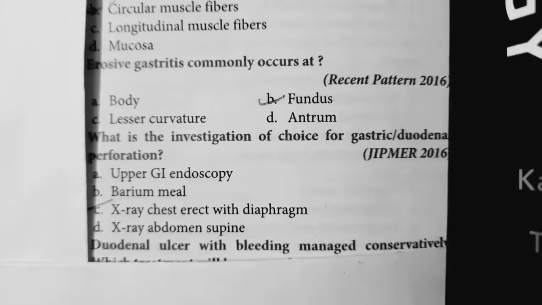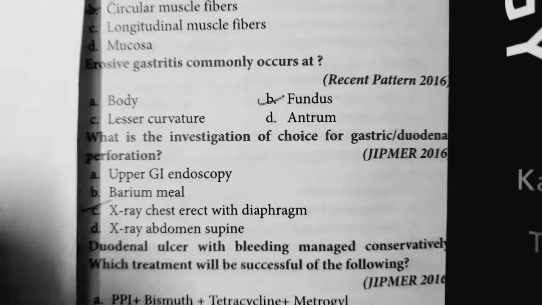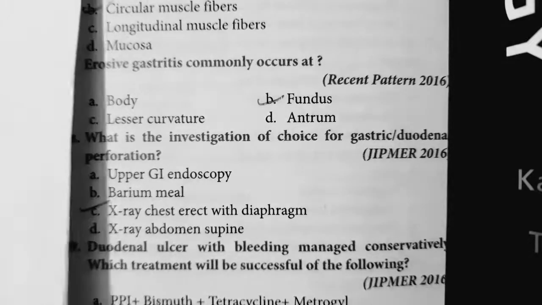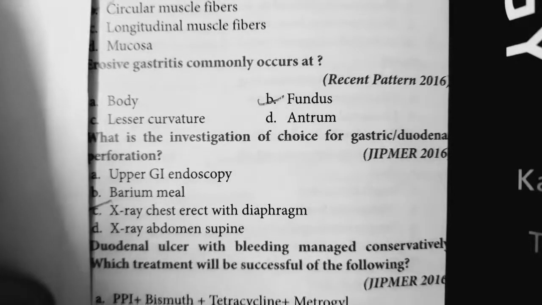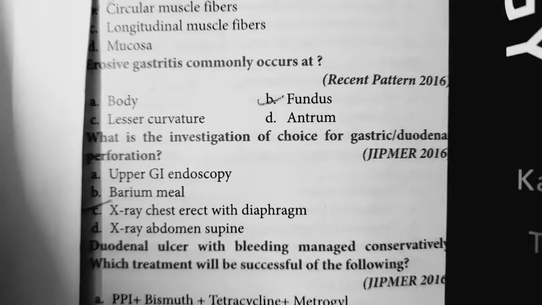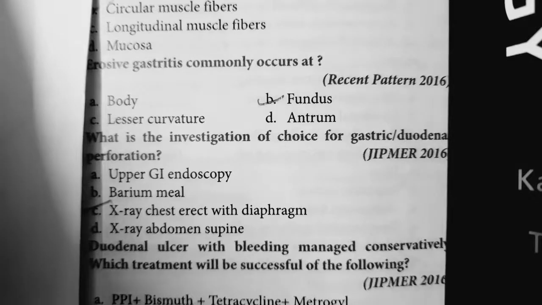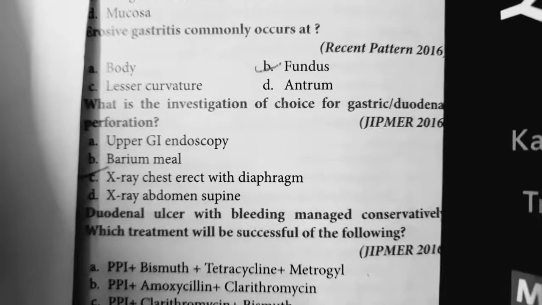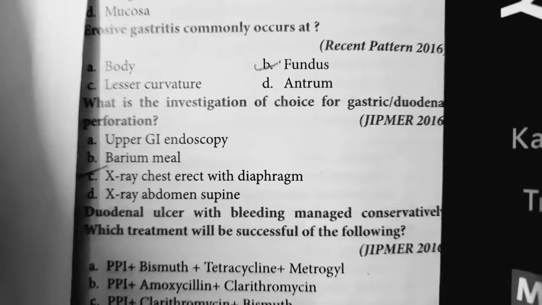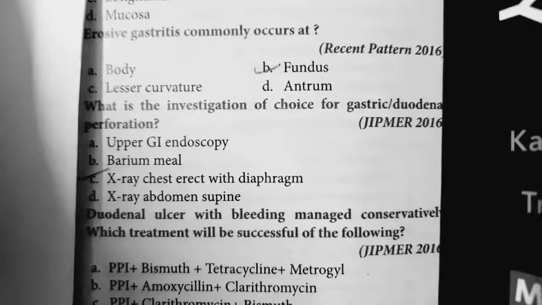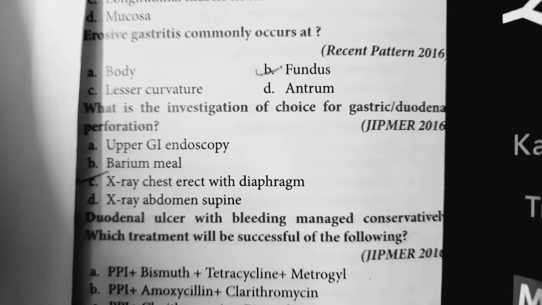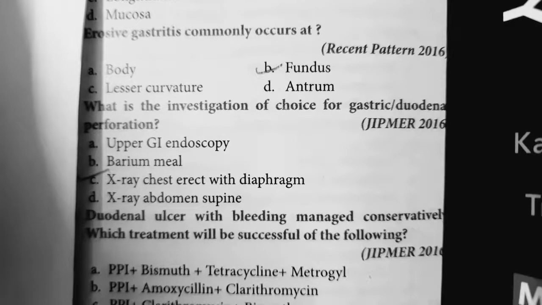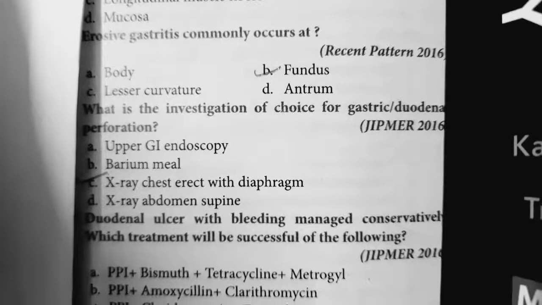Then, duodenal ulcer with bleeding managed conservatively. What is the treatment of choice for the following? If you have to manage duodenal ulcer conservatively, then the treatment of choice is proton pump inhibitor with amoxicillin and clarithromycin. B is the treatment. So the answer is B.